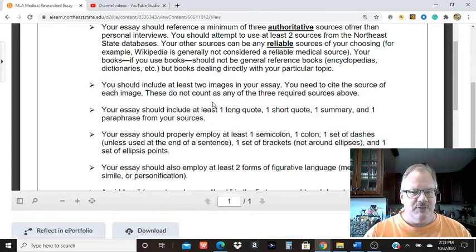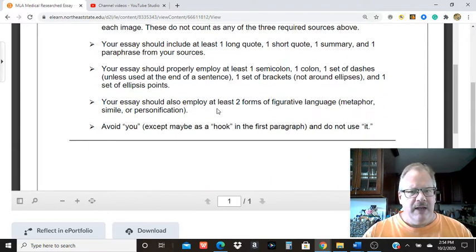We got to cite the source of the image, and they don't count as part of those 3 authoritative sources. They might come from one of those sources, but if you got to use other stuff from the source, you're going to count it in your paper. Need a long quote, short quote, summary, and paraphrase. All the fun punctuation. You'll use figurative language without even thinking about it in this essay.